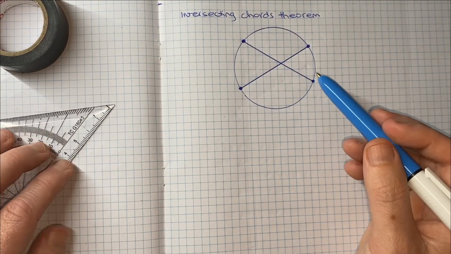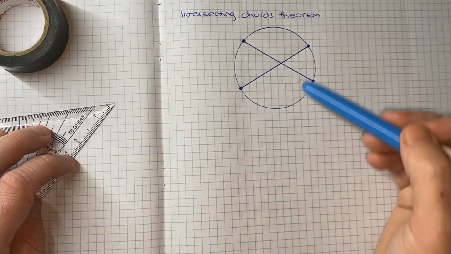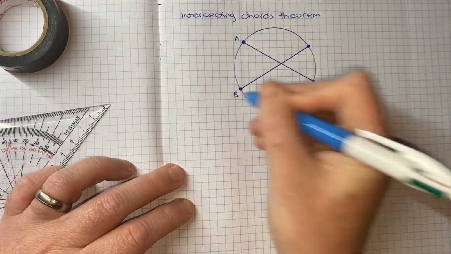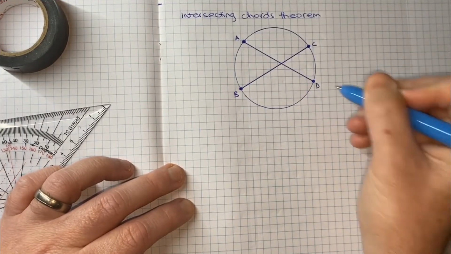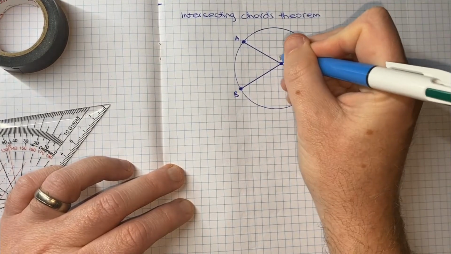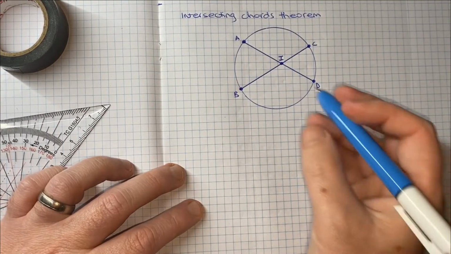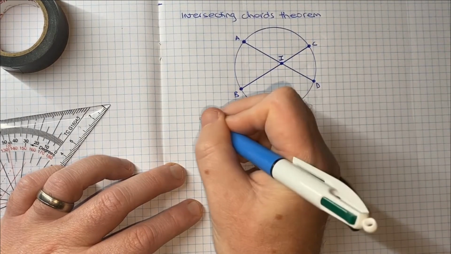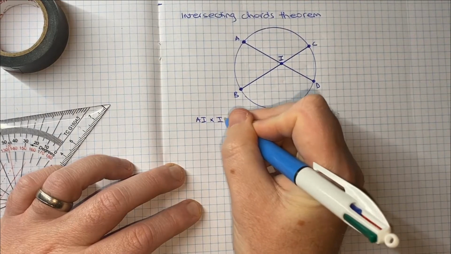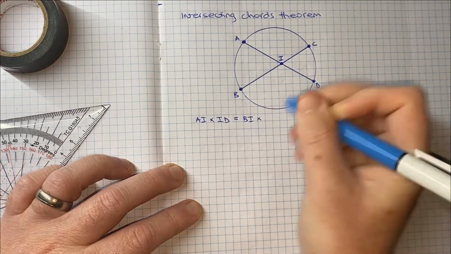So the simplest way to state what the theorem says is to give some labels to all these points. So maybe I'll call this point A and this point B. I'll call this C and I'll call this D. And where the 2 chords intersect, maybe I'll just call that I for intersect. And so basically what the theorem states is that the length of AI times the length of ID is equal to the length of BI times the length of IC.